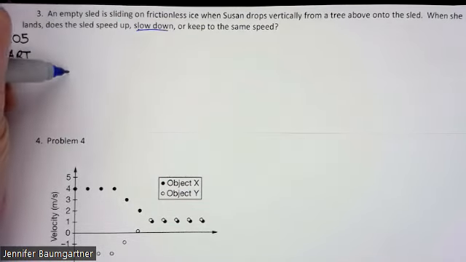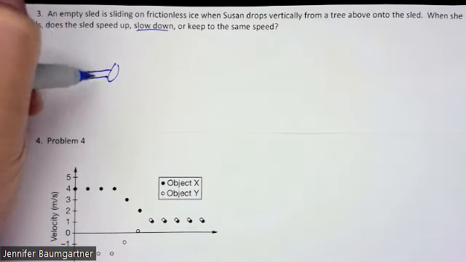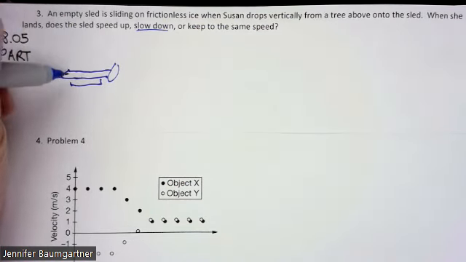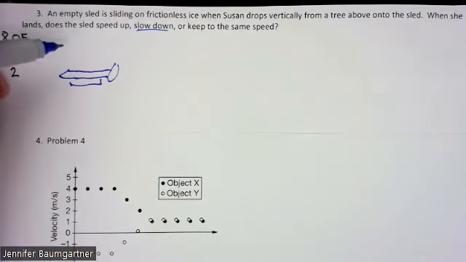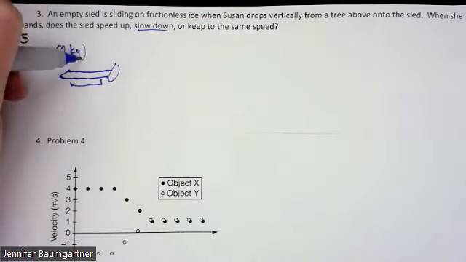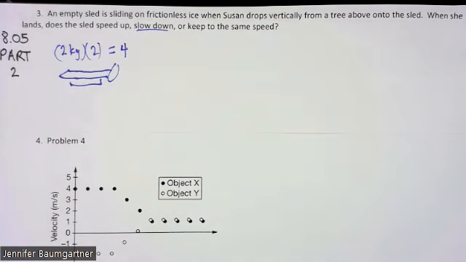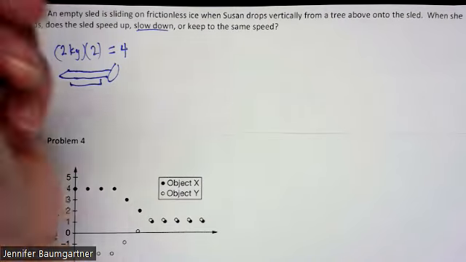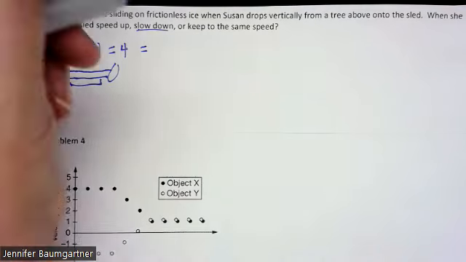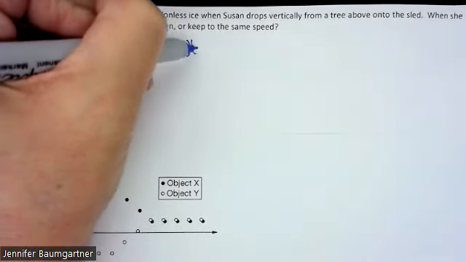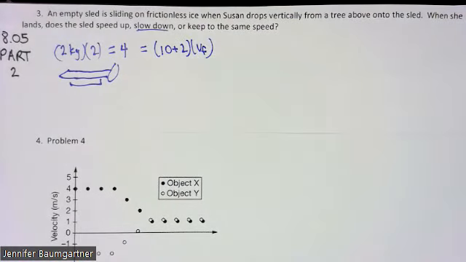So if we start off, let's say my sled is that's a runner. You guys know I can't draw. It is 2 kilograms and it's going 2 meters per second. That's going to give you a momentum of 4. Let's just make it easy and say Susan weighs 10 kilograms. That's not going to be very accurate, but we're going to have a final momentum of 10 plus 2 equals my final velocity. And we can clearly see that that final velocity is going to be less than the initial.